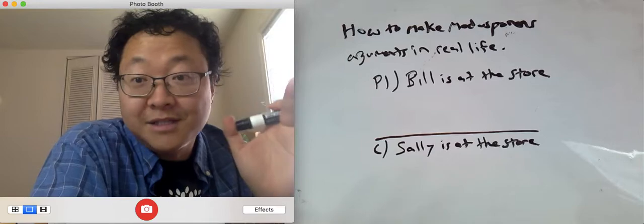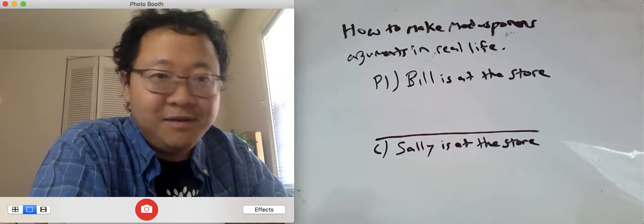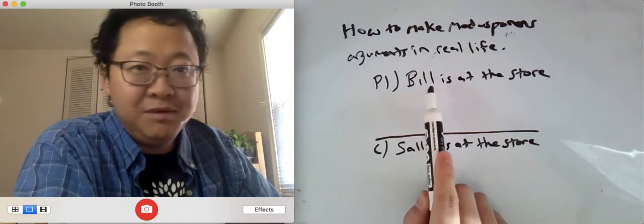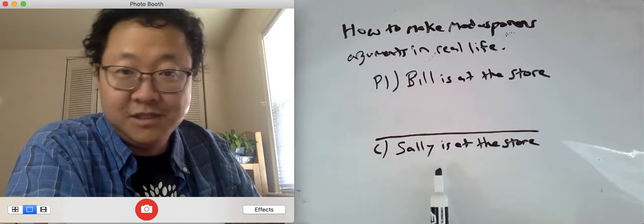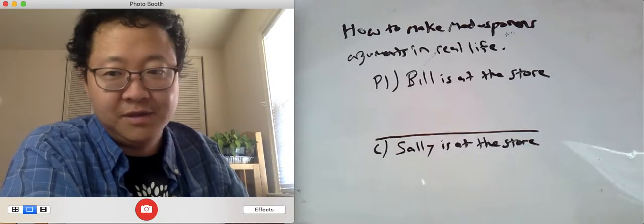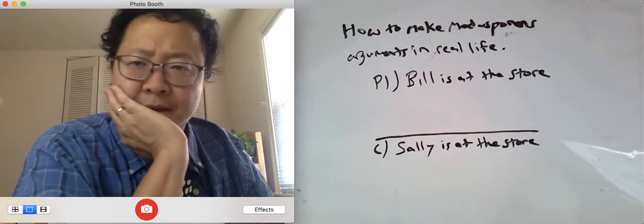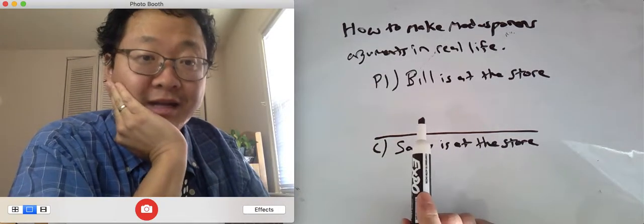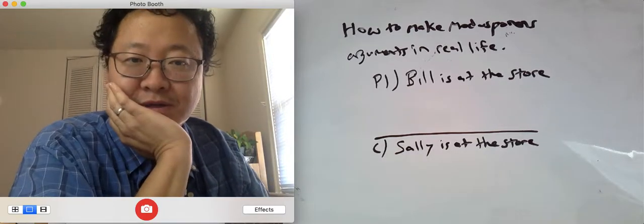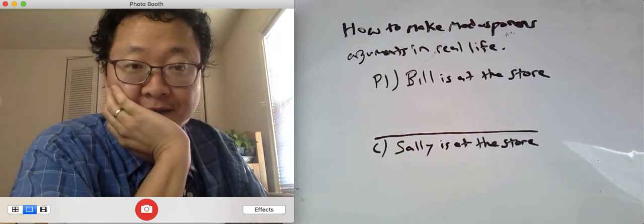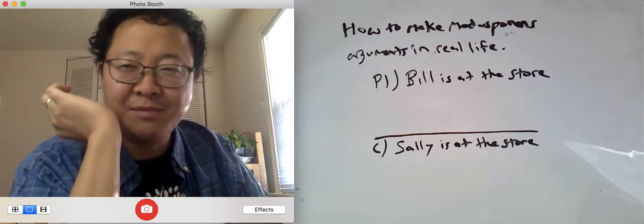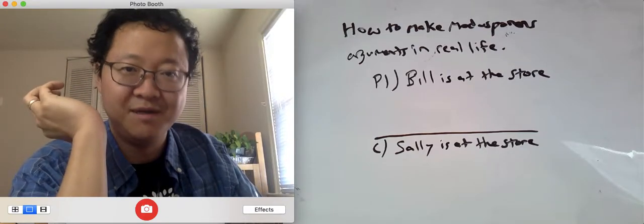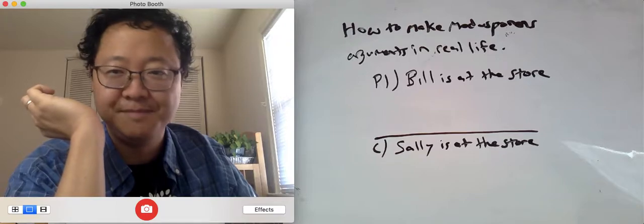Okay. Now, as it stands, it's not a valid argument, as long as it's possible that Bill be at the store when Sally is not at the store. As long as the premise can be true while the conclusion is false. But there's a premise you can add here, where if you add it, you'll have a valid modus ponens argument. So think about that for a second and try to come up with it. You can even pause and stop, see if you can come up with it on your own.